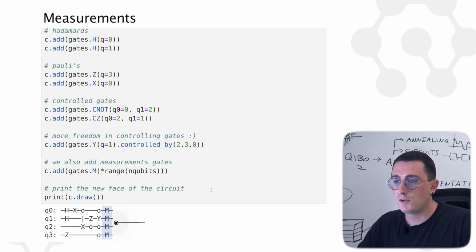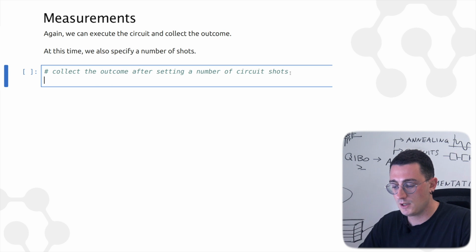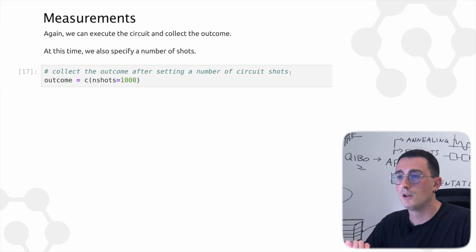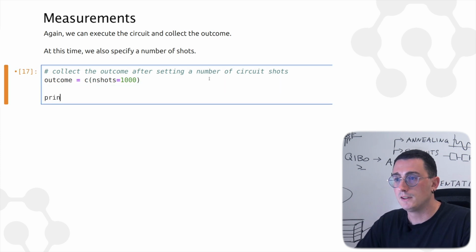So what we can do now is to execute the circuit in a slightly different way than we did before. We collect an outcome object, executing the circuit, but at this time we add n-shots. The n-shots argument is the one thanks to which we can define how many times we want to simulate the repetition of the circuit execution. And we can set, for example, 1000. We can also have a look at the outcome object, printing it.